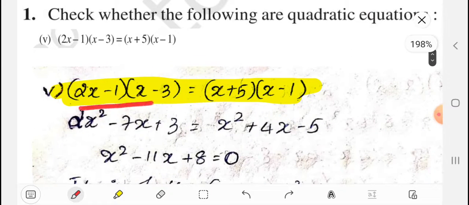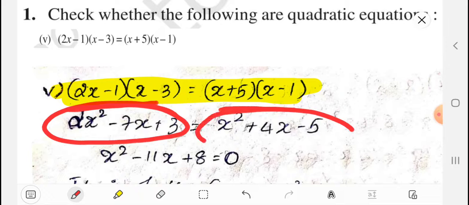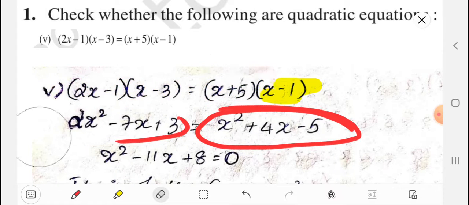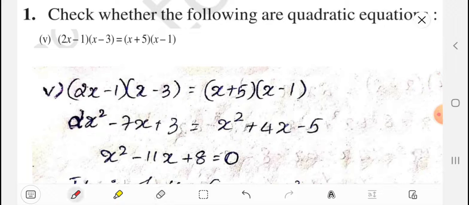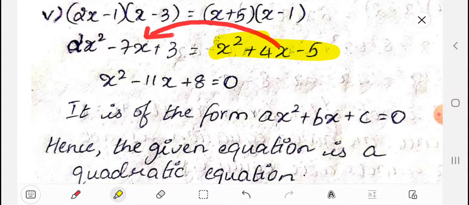Then simplify the LHS, simplify the RHS. We get this as the simplified LHS. We get this as the simplified RHS. Later, get the RHS onto the LHS. This is the expression which we get upon simplifying.